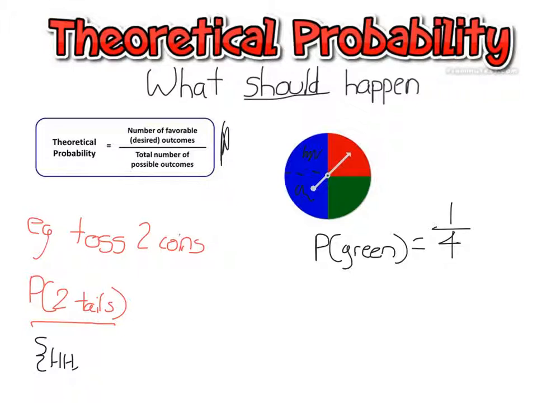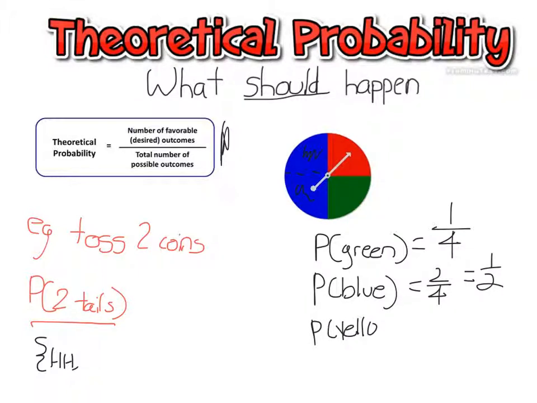Again, if I flick that arrow many, many times, I'll expect that it will land on green 1/4 of the times, even though that might not happen in reality. Then the probability of blue, for example, would be 2/4, because 2 of the quarters are blue, and of course we simplify our fraction. Now the probability of yellow: there is no yellow on this spinner, so any event that's impossible has probability 0.